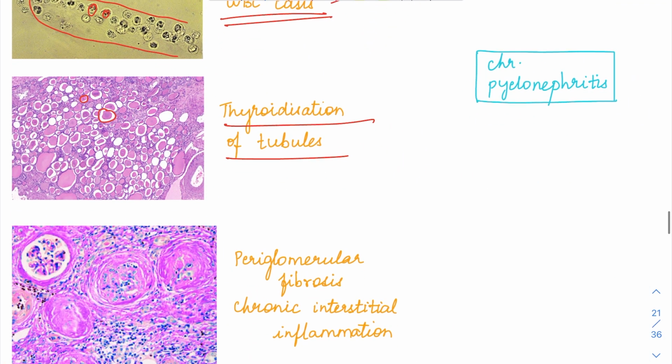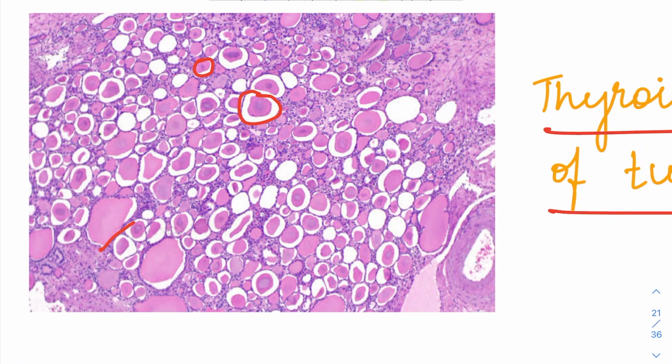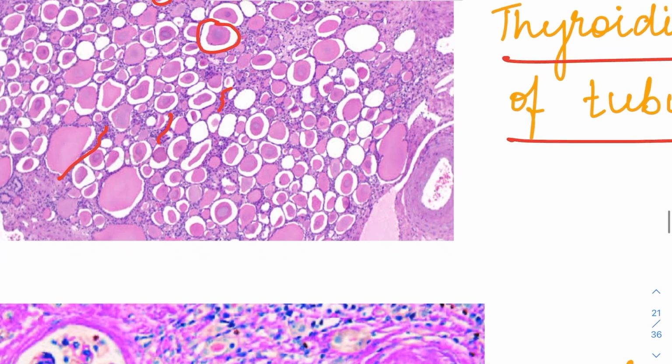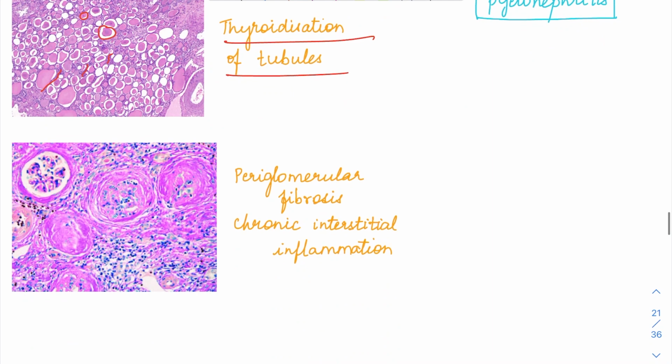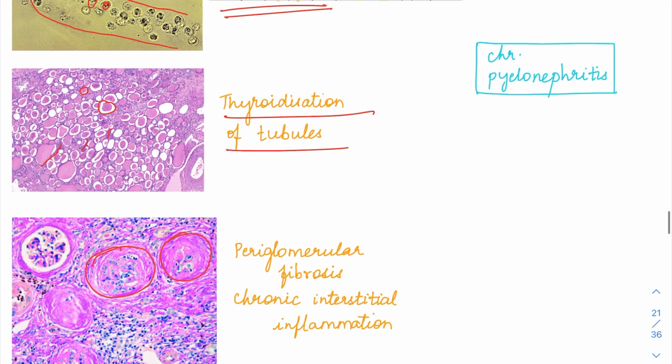Other than that, you also see lots of interstitial inflammation. So all of these areas are filled with some blue cells, right? These are chronic inflammatory cells seen in the interstitium as a response to this infection. Apart from that, we can also see periglomerular fibrosis. So around the glomerulus and also in the interstitium, you are going to see periglomerular fibrosis. Eventually it is going to lead to tubular atrophy also. Okay, so these are all the features we see in a chronic pyelonephritis.